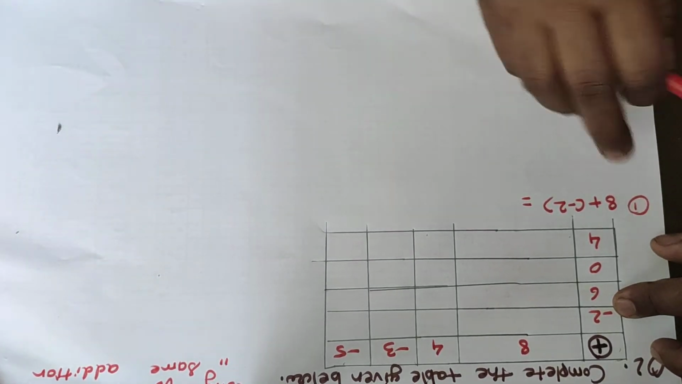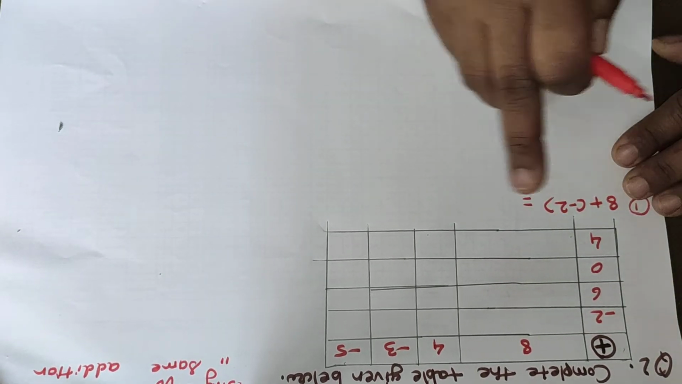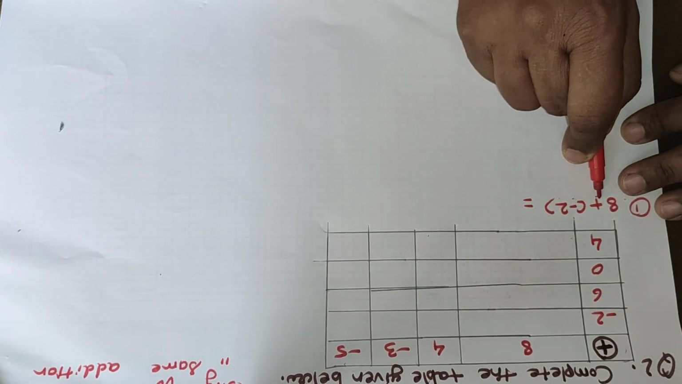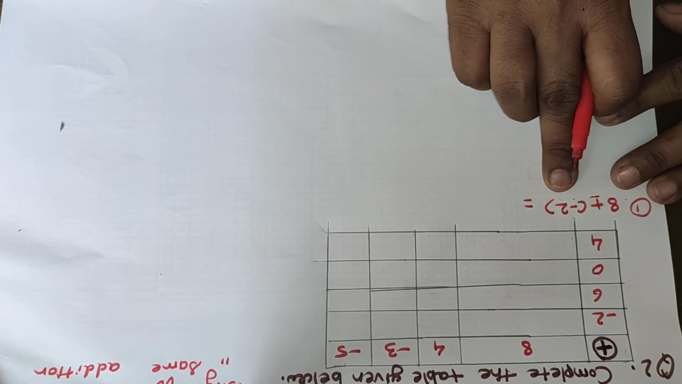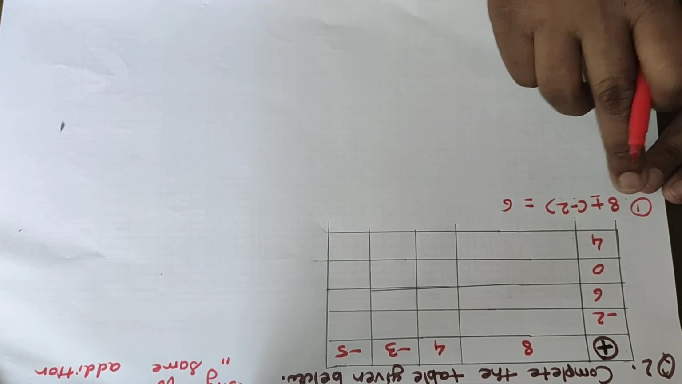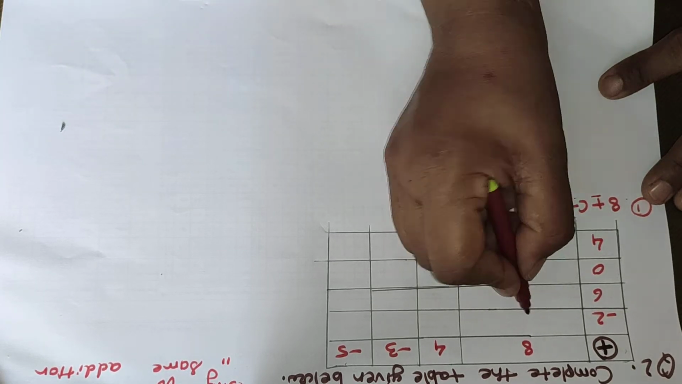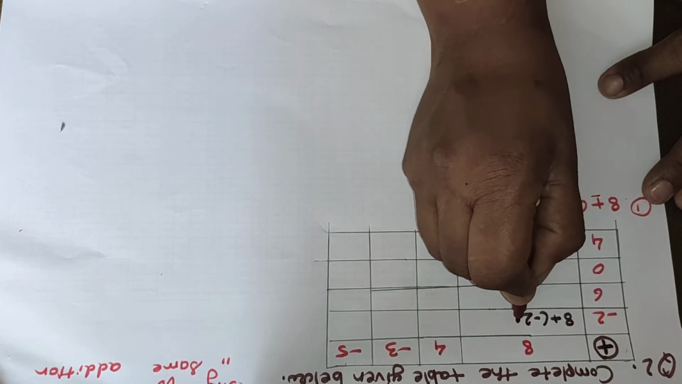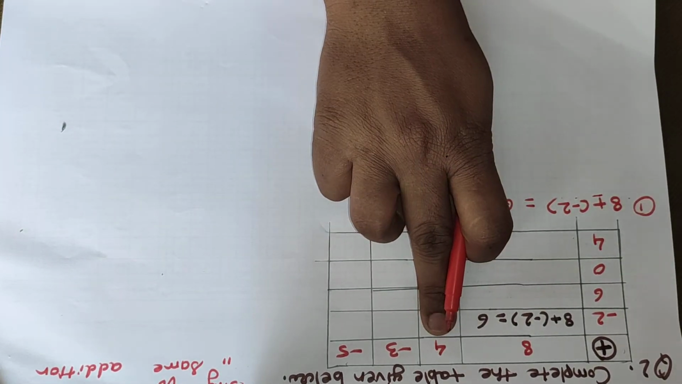Okay, so this is 8 plus minus 2. Here, as I told, the signs are different, because the sign of 8 is plus and the sign of 2 is minus. Bigger number is 8, 8 minus 2 is 6, and the sign we have to give is the bigger number's sign. The bigger number's sign is plus, so this answer is 6. You write this 6 here, otherwise write it this way: 8 plus into bracket minus 2 is equal to 6.